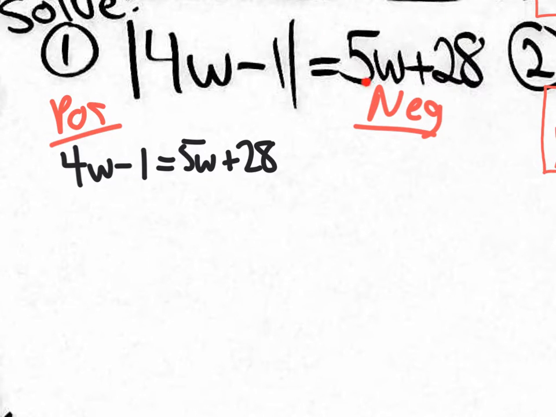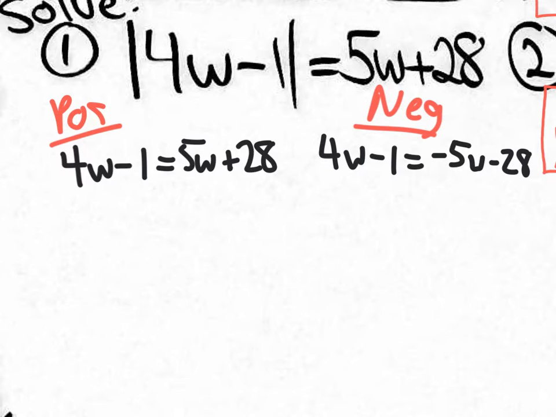So you're going to have a negative 5w and a negative 28. Let me write that out. You're going to have 4w minus 1 equals negative 5w minus 28.